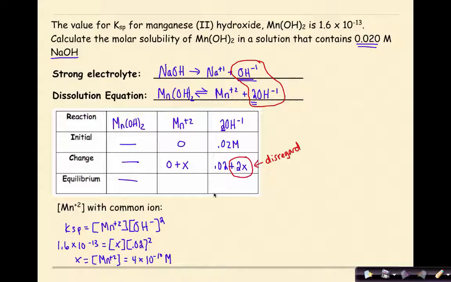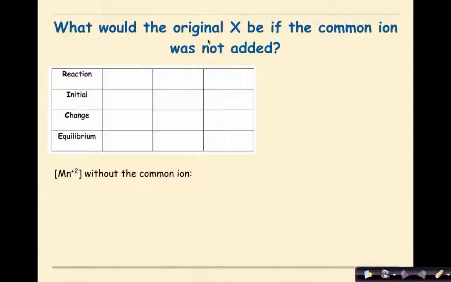So the next question that we should ask ourselves is, what's the difference between this concentration in the presence of this common ion if it wasn't present? What would my concentration of Mn+2 be if this common ion was not there? Would it be more soluble? Would it be less soluble? Let's take a look at that. So what would the original x be if the common ion was not added? So again, we're still going to have Mn(OH)2.